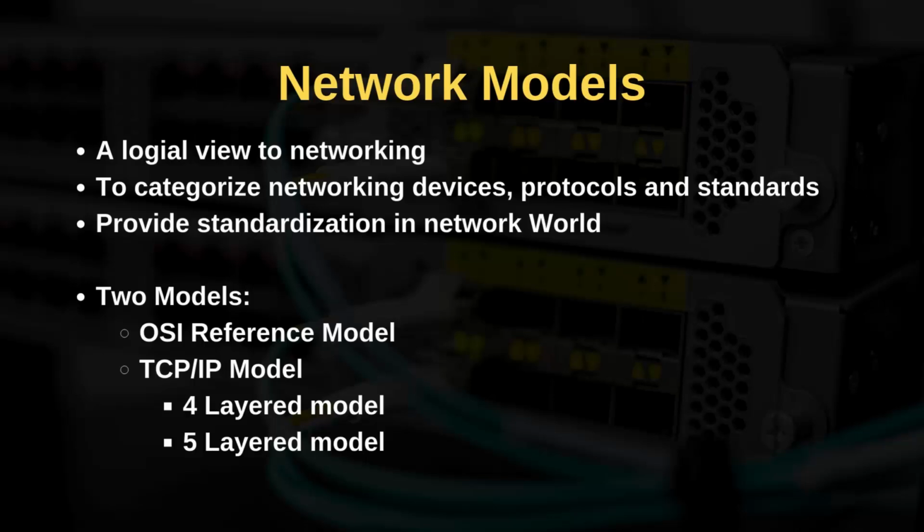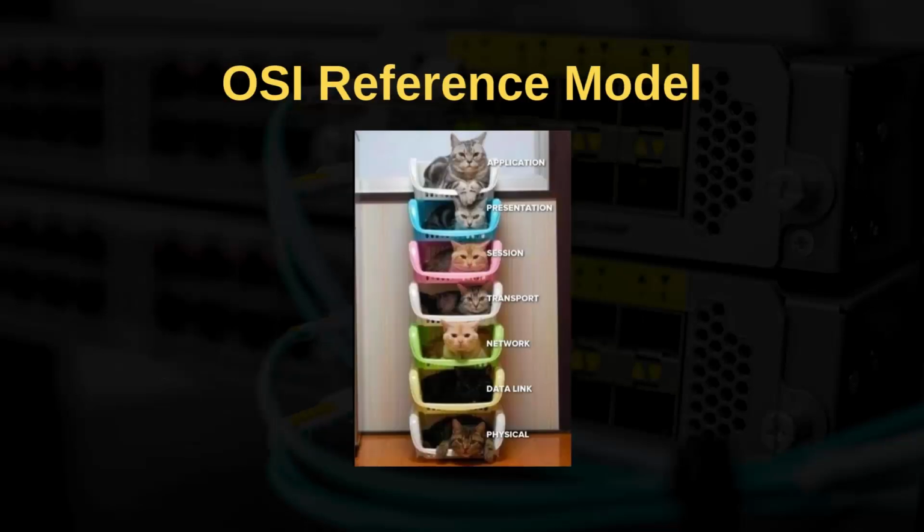There are 2 types of network models. One of them is the OSI Reference Model, and the other one is the TCP/IP model. And the TCP/IP model also has 2 types, a 4 layered model and a 5 layered model. This is our OSI Reference Model with cats. They are very cute. And here the first layer is physical layer, the second one is data link, third one is network, 4th transport, 5th session, 6th presentation, and the last layer, the 7th layer, is application layer.